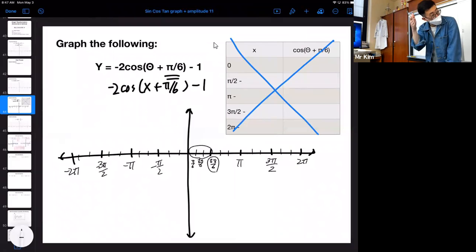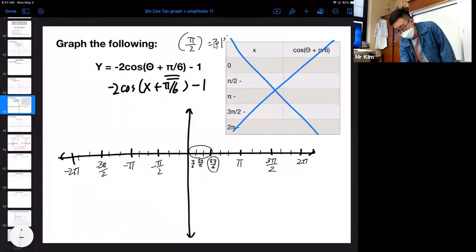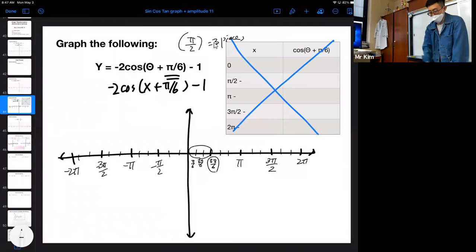We need to divide every one of these into increments of 3 this time. We essentially divided this pi over 2 increment into 3 pieces. So the next point, whether it's max, mid, or min, comes 3 increments after your starting point. You move 3 units to the right and plot your point, then move 3 units to the right and plot your next point, and keep going back and forth.